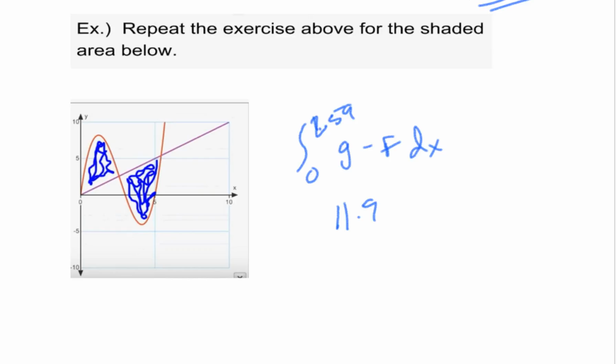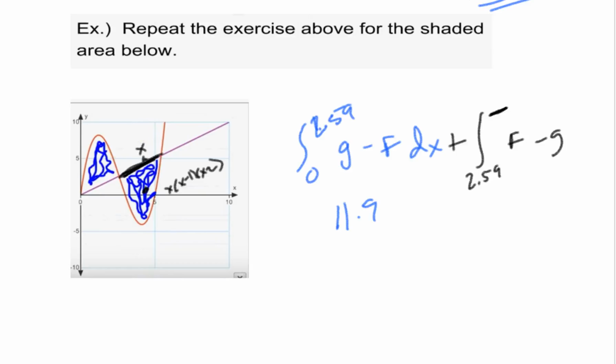What about the next one? Notice how it switches what's on top. Now the top one is the x, and the bottom one is the other equation. So what we're going to do here is we're just going to add on from 2.59 to a value we have to find. It's going to be the other way around. It's going to be f minus g, right? Because now the f one's on top. So we're going to do that.